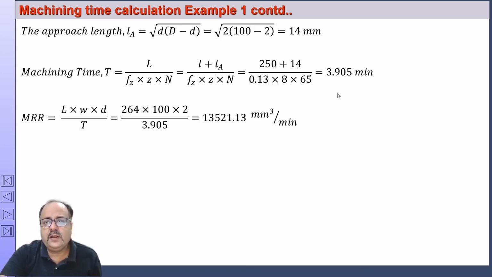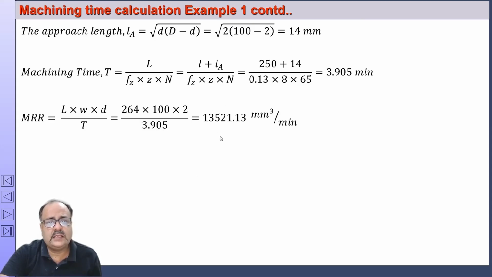You should get a figure around 3.905 minutes. Now, while calculating the material removal rate, you can take L as 250 or you can keep it as 264. It's up to you. The answer will be near to this. It will not affect much. The width is given as 100 and the depth is 2, and the time taken we have calculated here as 3.905.